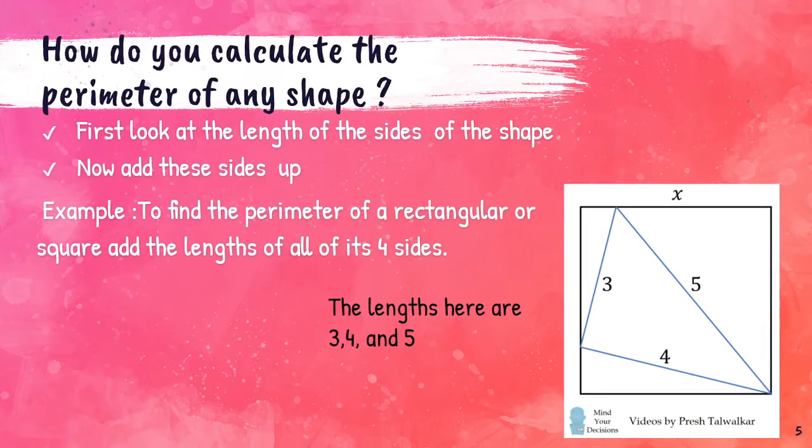How do you calculate the perimeter of any shape? Perimeter is a general concept whose method works with every single shape. It's not like area, where you need a specific formula. So this one method works for all shapes. The first step is to look at the lengths of the sides of the shape. So in this example, the triangle, what are the lengths of the sides? 3, 4, and 5. Now add all of these sides up. So 3 plus 4 plus 5. What does that give us? Well, it gives us 12, and that is the perimeter of this shape.